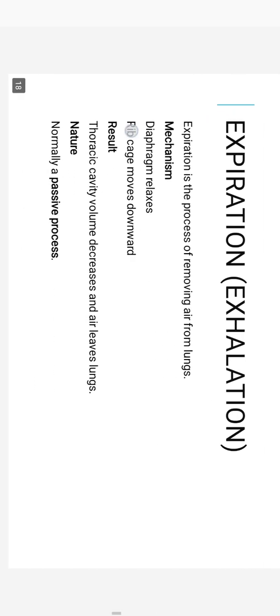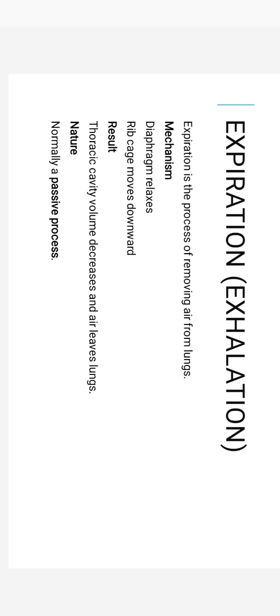Next, expiration. Expiration or exhalation is the process of removing air from the lungs. Unlike inspiration, normal expiration is usually a passive process because it mainly occurs due to muscle relaxation. During expiration, the diaphragm relaxes and moves upward to its dome-shaped position. At the same time, external intercostal muscles relax, causing the ribcage to move downward and inward.